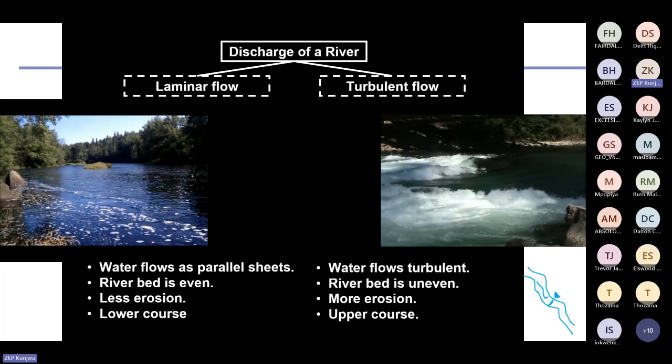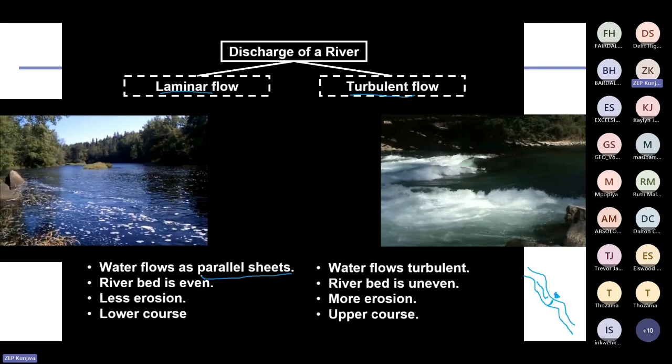Now the river discharge comes with two types of flows as the water is flowing. You've got your laminar flow, and then you've got your turbulent flow. Now, the laminar flow is quiet water, water that is so quiet, it's not rough, it's not dangerous when you look at it. So it is the flow of parallel sheets.